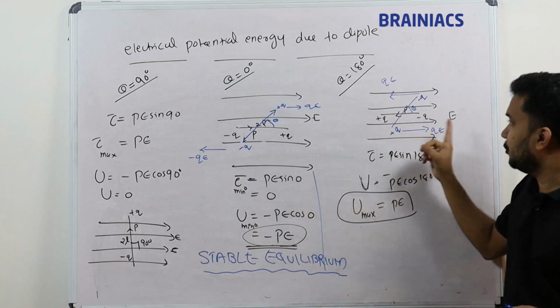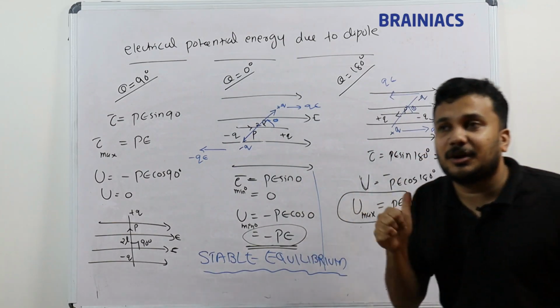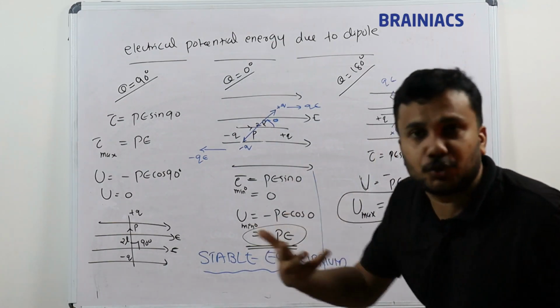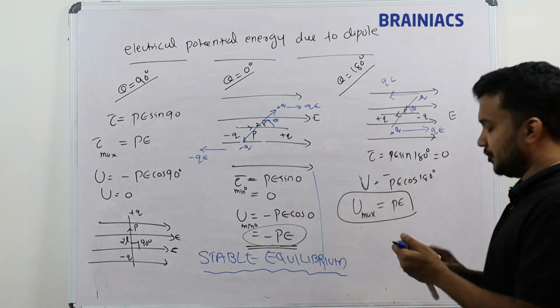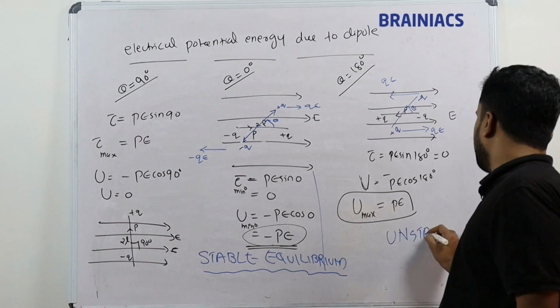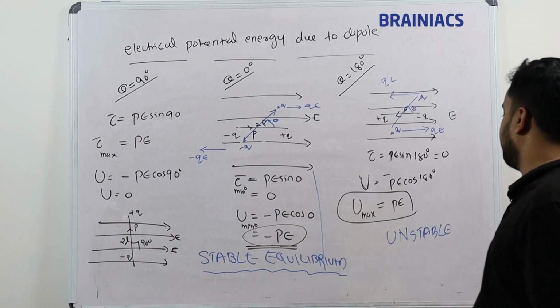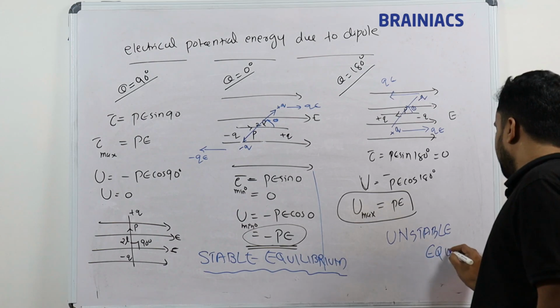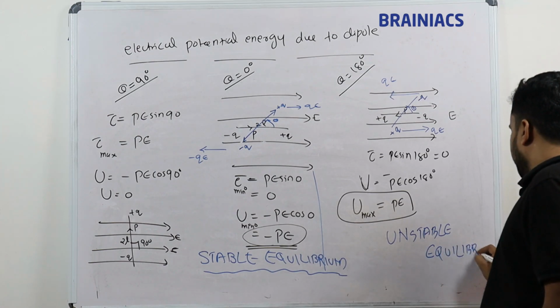If it does not come back to your initial position, then what is this called? It is not restoring to the original position. Then this is an example of an unstable equilibrium. I already told this when I was talking about torque, but I repeated it again. This is called unstable equilibrium.